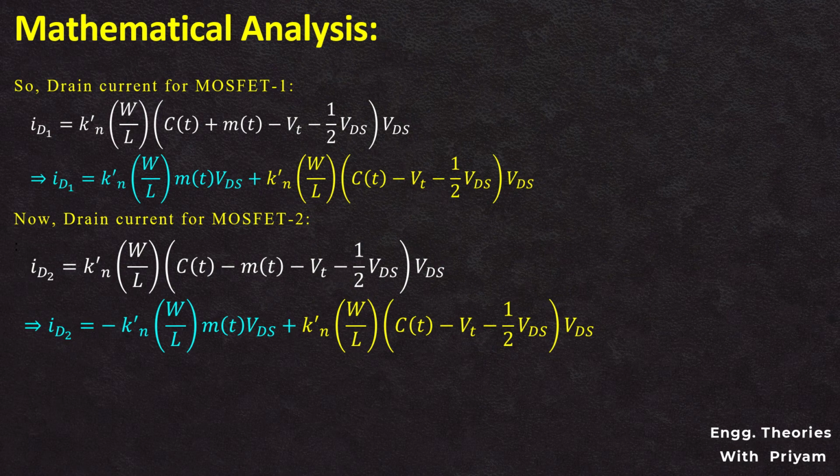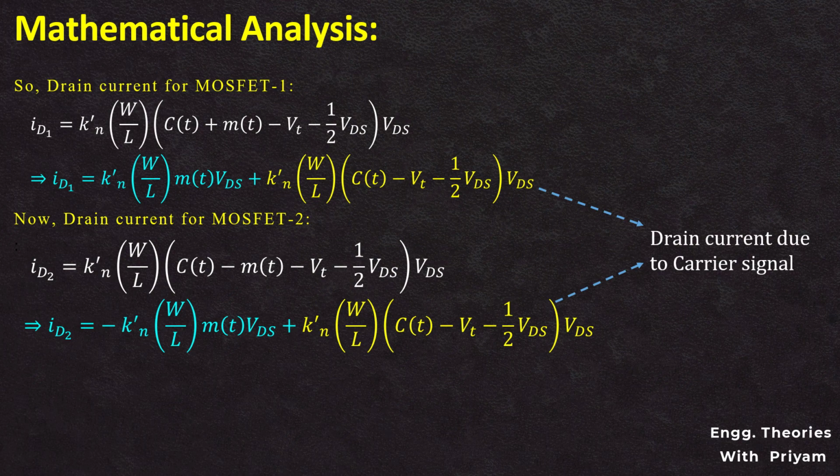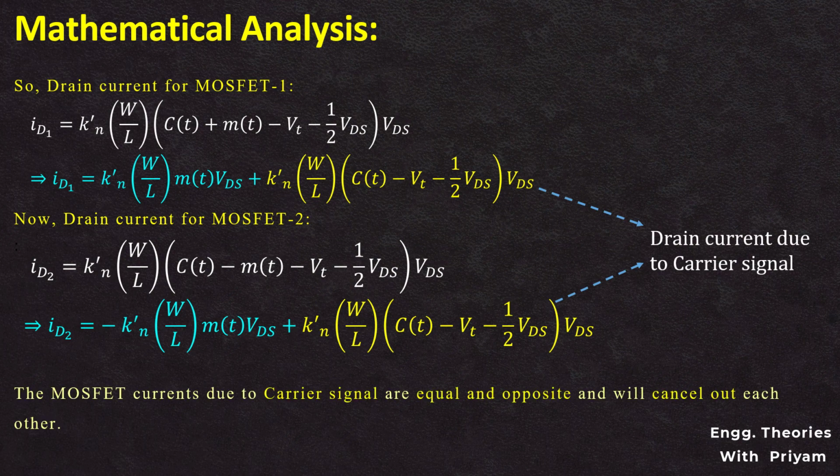into VDS. Here, the two drain currents ID1 and ID2 are divided into two parts. One part is due to the message signal and another part is due to the carrier signal. The drain currents due to the carrier signal are equal and opposite, so they will cancel out each other. Hence, the carrier signal is suppressed. Since the modulating signal is applied at the gates of the MOSFETs M1 and M2 out of phase by 180 degrees, the currents due to the message signal are equal and in the same direction. Hence, they do not cancel out each other.